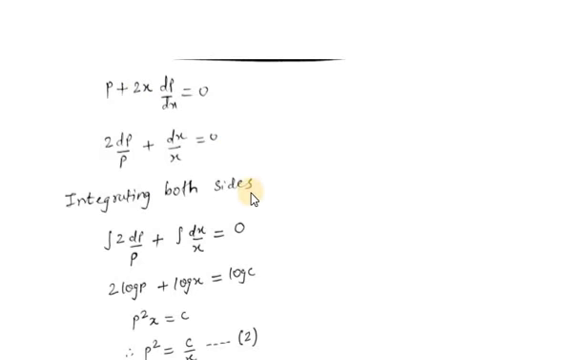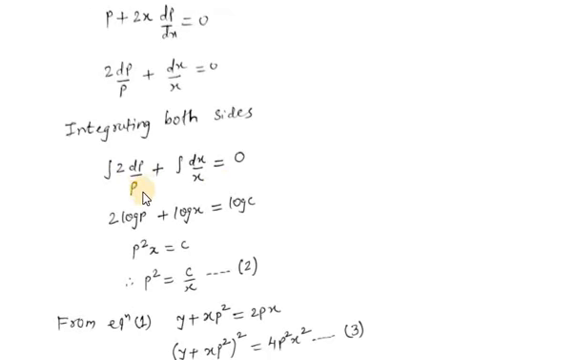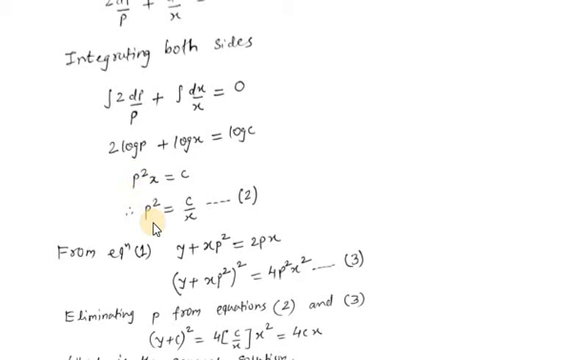Now integrating both sides, we have integration 2 dp by p plus integration dx by x equals to 0. Integration of 1 over p, answer is log p, 2 as it is, plus integration of 1 upon x, answer is log x equals to log c. Now applying the properties of logarithm and simplifying the result, we have p square into x equals to c. So we will be having the value of p square, that is equals to c by x. Now say this is equation number 2.